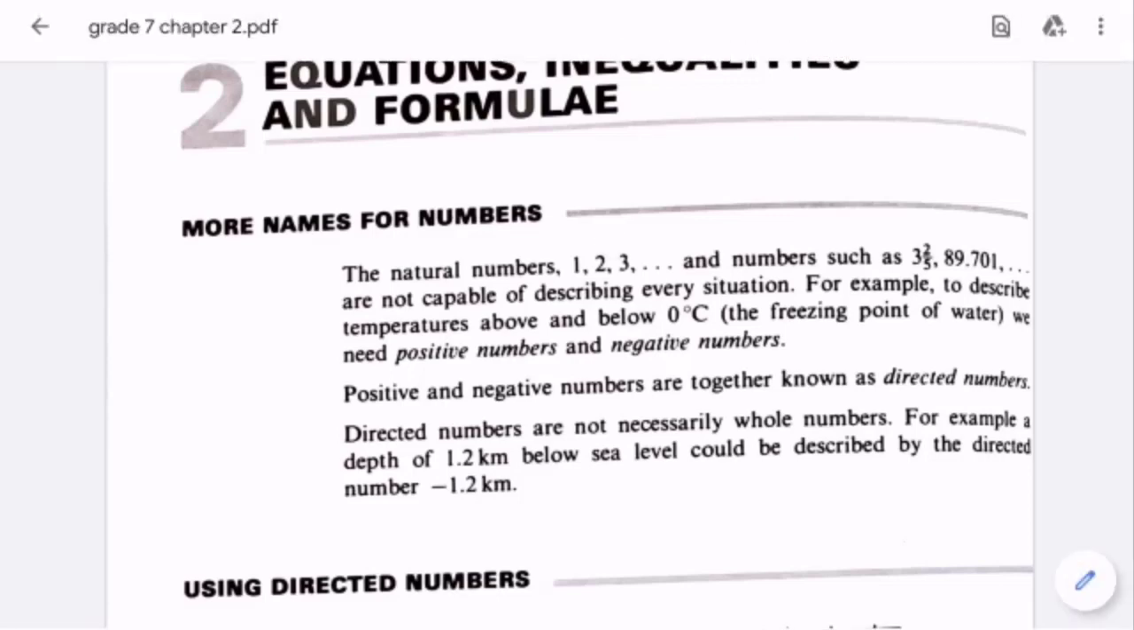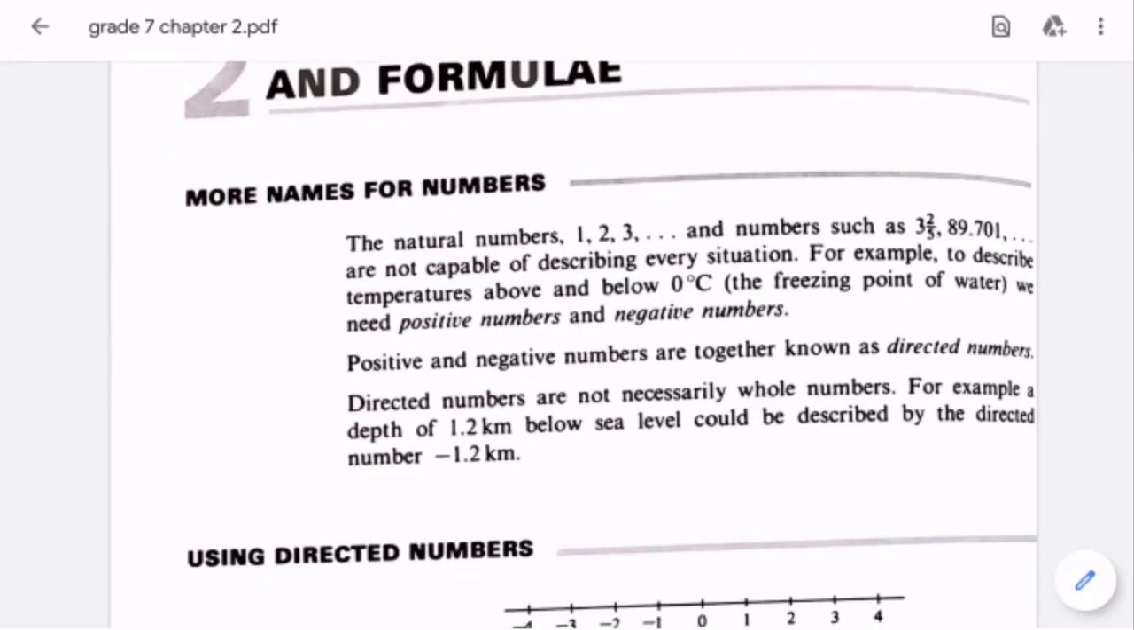So for the freezing point of water, we need positive numbers and negative numbers. Same for temperature, we need positive and negative numbers. To represent sea level, we also need positive and negative numbers. Negative numbers represent the lower part of the sea, or underwater, and positive numbers represent above the sea level. Above the sea level represents positive numbers and below the sea level represents negative numbers.